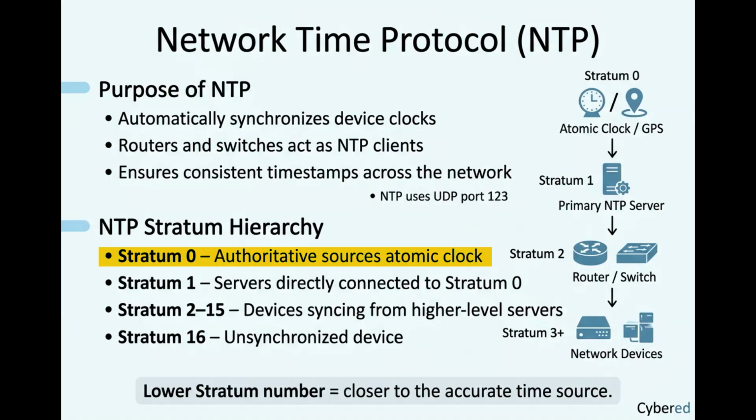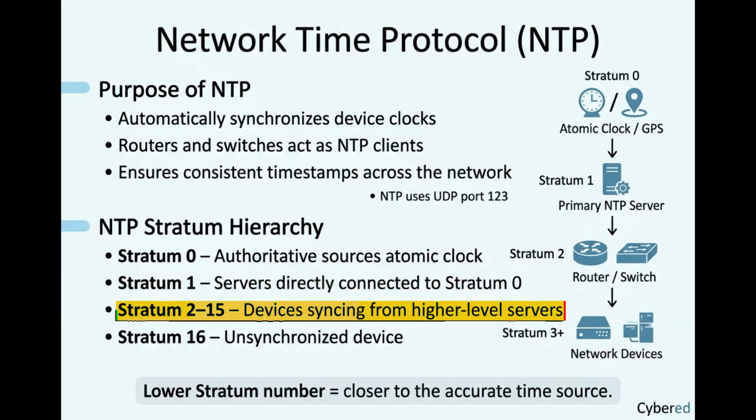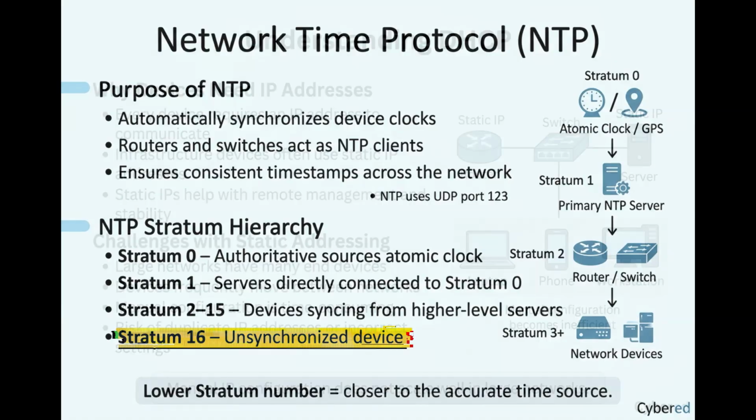So stratum 0, authoritative time sources. Stratum 1, servers directly connected to stratum 0 devices. Stratum 2 to 15, devices that obtain time from higher level servers. A lower stratum number indicates a device is closer to the authoritative time source, while a higher number means it's further away. Stratum levels range from 0 to 15. Any device operating at stratum 16 is considered unsynchronized and cannot provide reliable time.